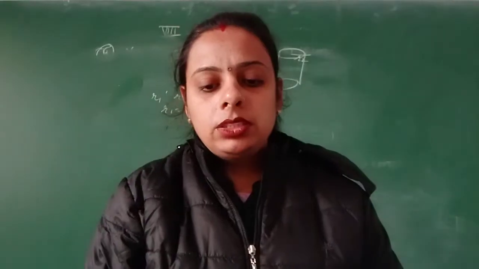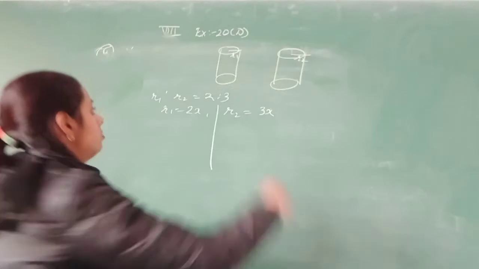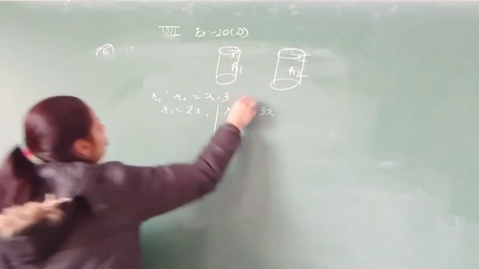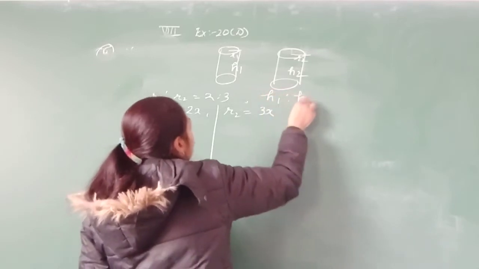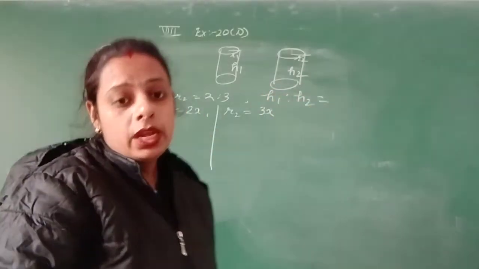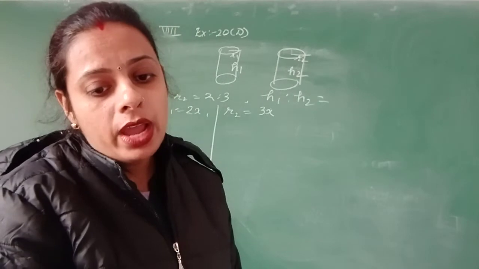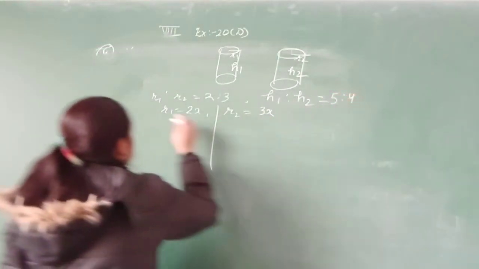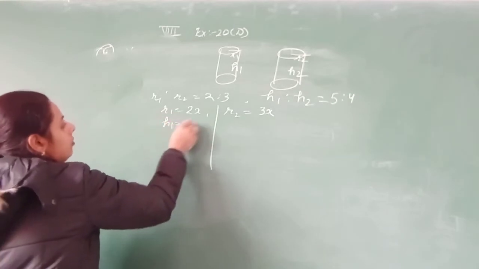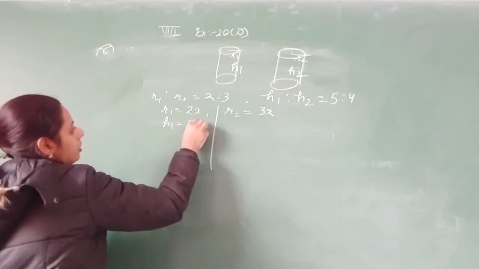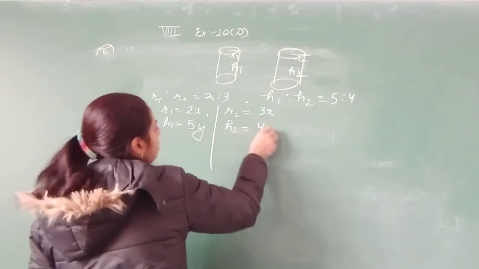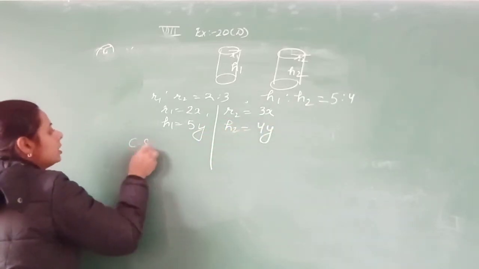r1 is 2x, r2 is 3x, and their heights are h1 and h2, so their ratio h1 to h2 is given as 5:4. Find the curved surface area. So h1 will be 5y and h2 will be 4y. So find the curved surface area.